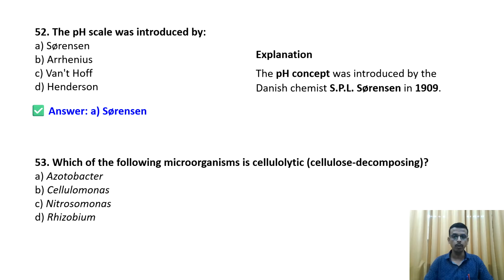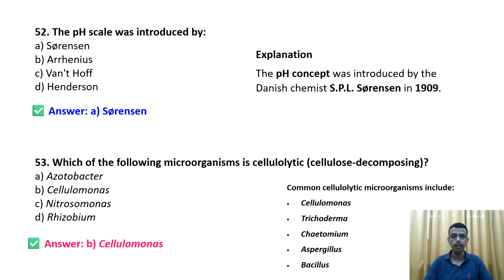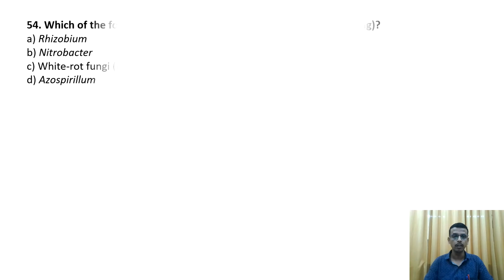Okay. Which of the following microorganisms is cellulolytic? That is, you see, Cellulomonas. I have given other examples also, cellulolytic microorganisms: Cellulomonas, Trichoderma, Chaetomium, Aspergillus, Bacillus. These are all the cellulolytic microorganisms found in soil.